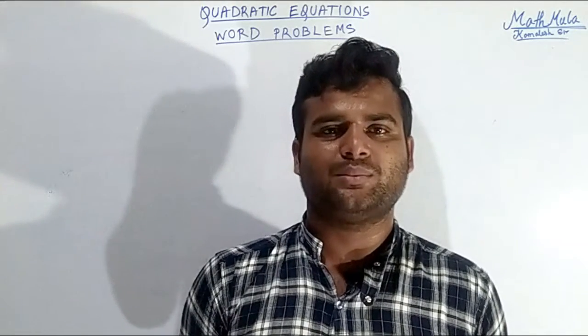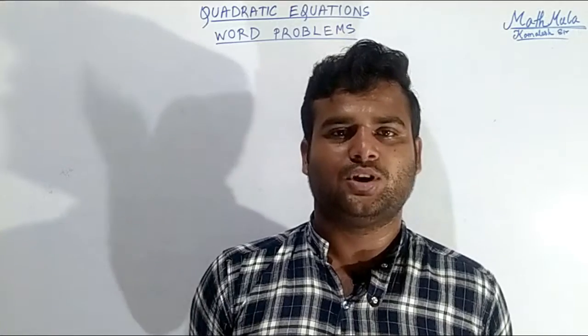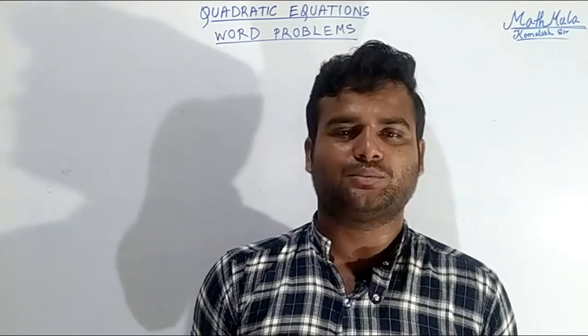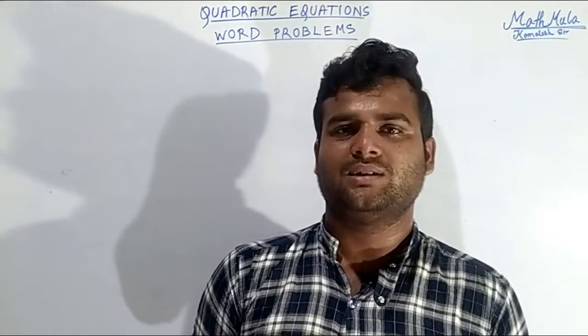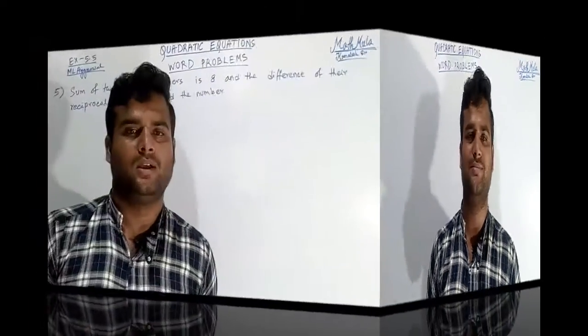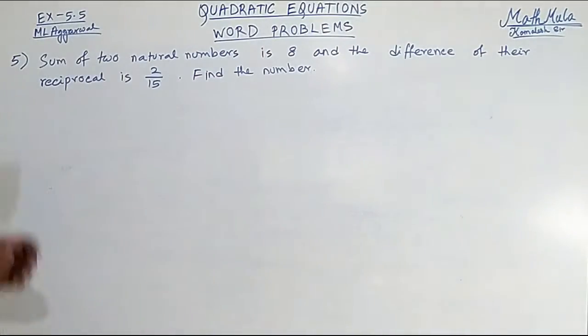Today we learn some important word problems of the chapter quadratic equation from the book ML Agarwal. Exercise 5.5. Let's solve. Now we solve sum number 5. Sum of two natural numbers is 8 and the difference of their reciprocal is 2 by 15.